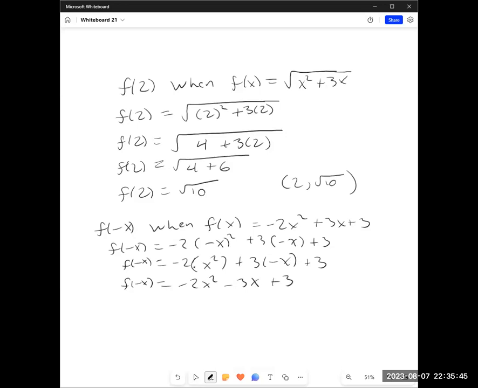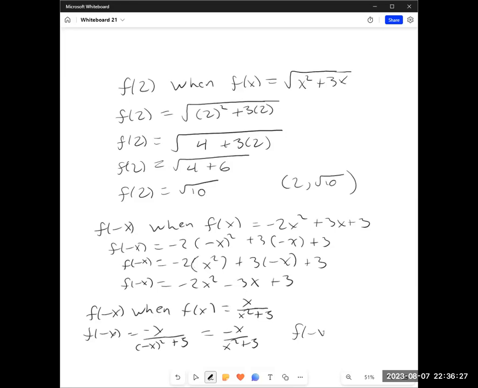So let's practice one more of those. f of x is going to equal x over x squared plus 5. So f of negative x is going to be a negative x in the numerator, and (negative x) squared plus 5 in the denominator, which gives me a negative x in the numerator and an x squared plus 5 in the denominator. So there's what my f of negative x is.